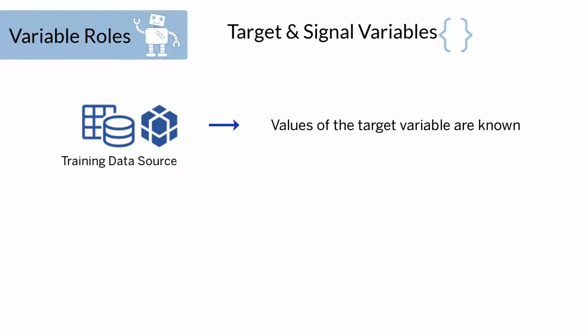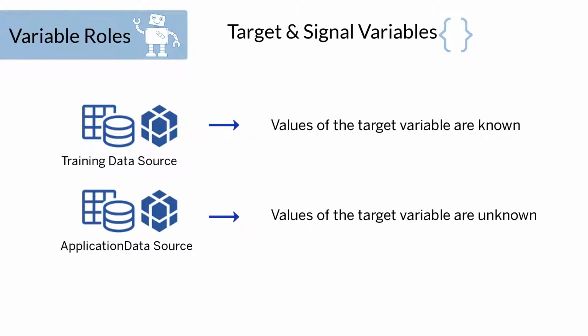In the training data source, the values for the target variable are known as the predictive model learns from these historical values. Whereas in the application data source, the values are unknown as they need to be predicted by the predictive model.